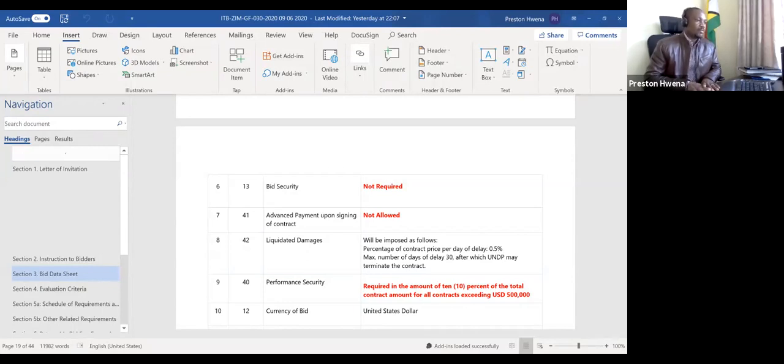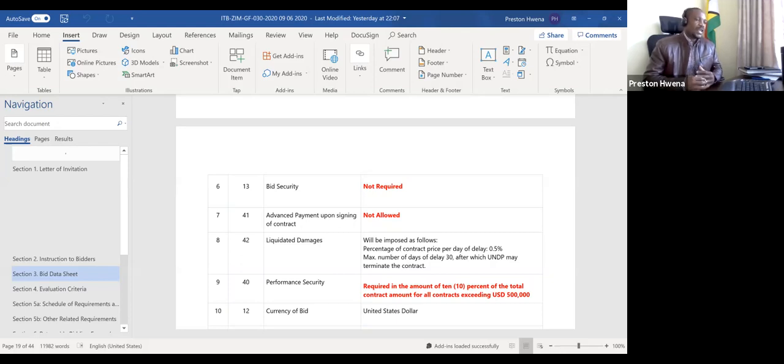Then we can also impose liquidated damages, which is 0.5% maximum, up to about 30 days, after which UNDP may terminate the contract. Normally, liquidated damages, we apply this when a supplier fails to deliver within the agreed time frame. Remember, when you give us your offer, you also indicate your earliest possible time. Then we also look at a reasonable time frame for delivery. Then we combine the two.